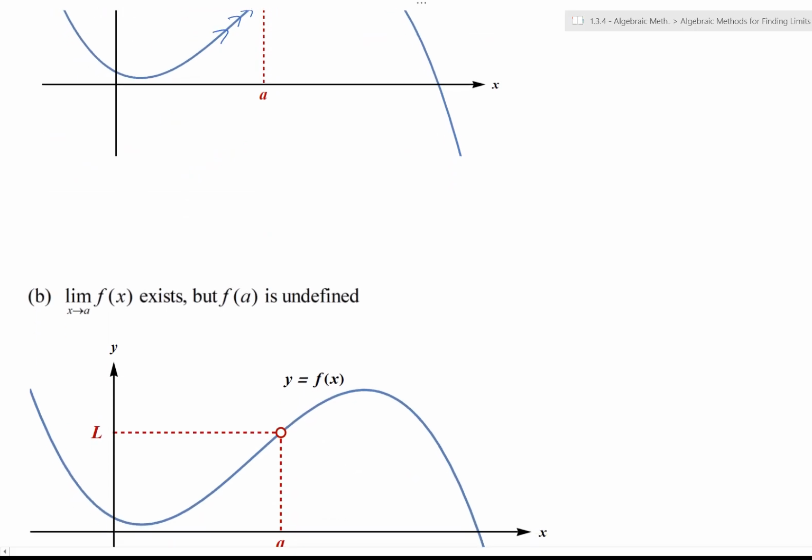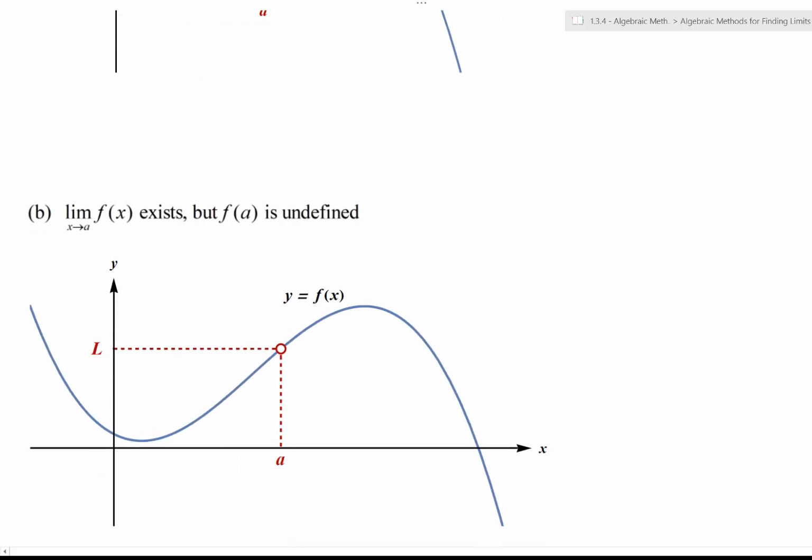Also, in a situation like this, the limit of the function f of x as x approaches a exists, but the function is undefined at a. So the picture, like we see here, is basically the same as in the previous one, except the function's not defined here at x equals a, but as x approaches a from both the left and the right, the limit does exist. So basically we're talking about situations in which we have a removable discontinuity.